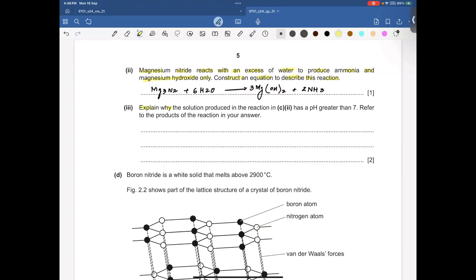Next, explain why the solution produced in the reaction in C3 has a pH greater than 7. Refer to the products of the reaction in your answer. Why the pH greater than 7? If pH is greater than 7, then it means the solution is alkaline.